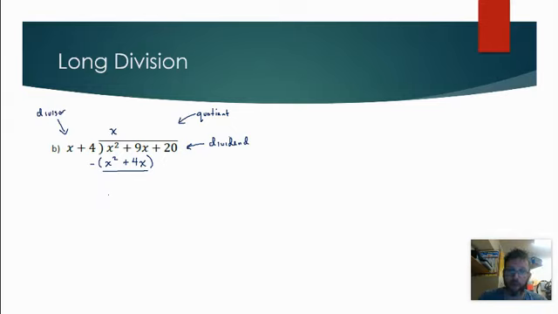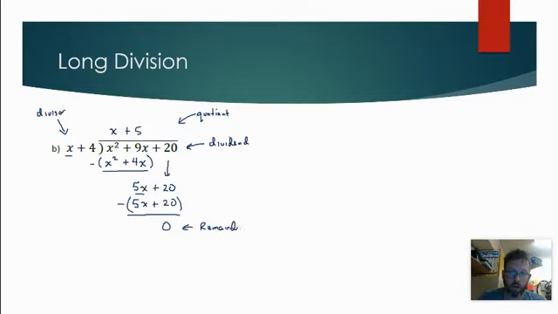If you want to show the subtraction, I'll put it in brackets here. x squared minus x squared is 0, and that will always happen: that leading term will go to 0. 9x minus 4x is 5x. And then you bring down the plus 20. And then you repeat the process. Look at the leading terms. How many times does x go into 5x? 5 times. 5 times x plus 4 is 5x plus 20. And then you subtract, and in this case, we get 0.